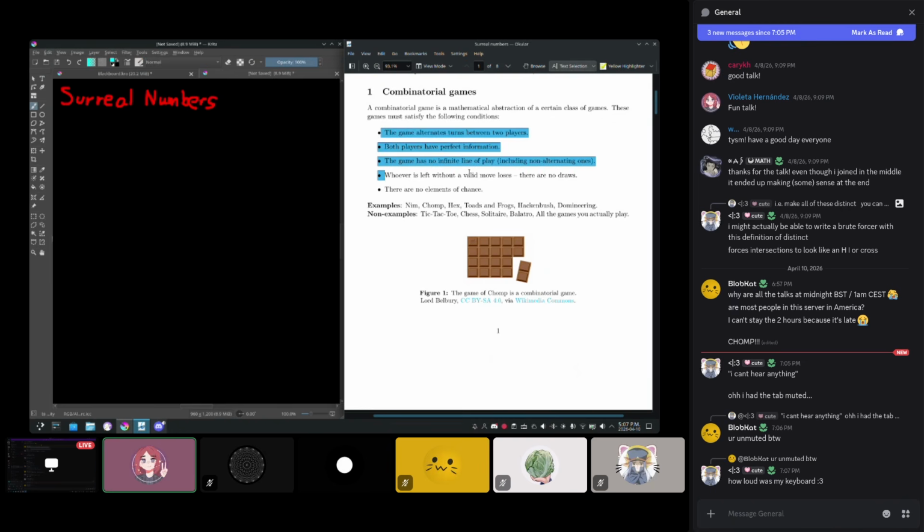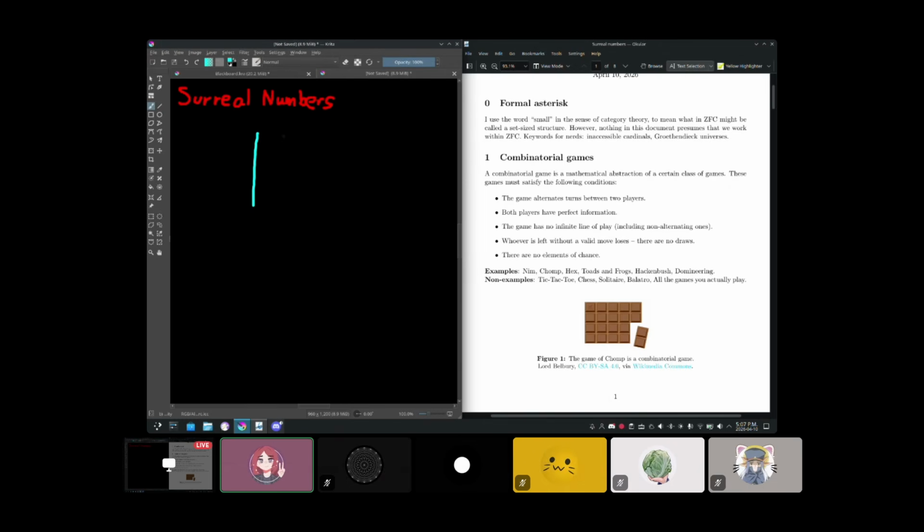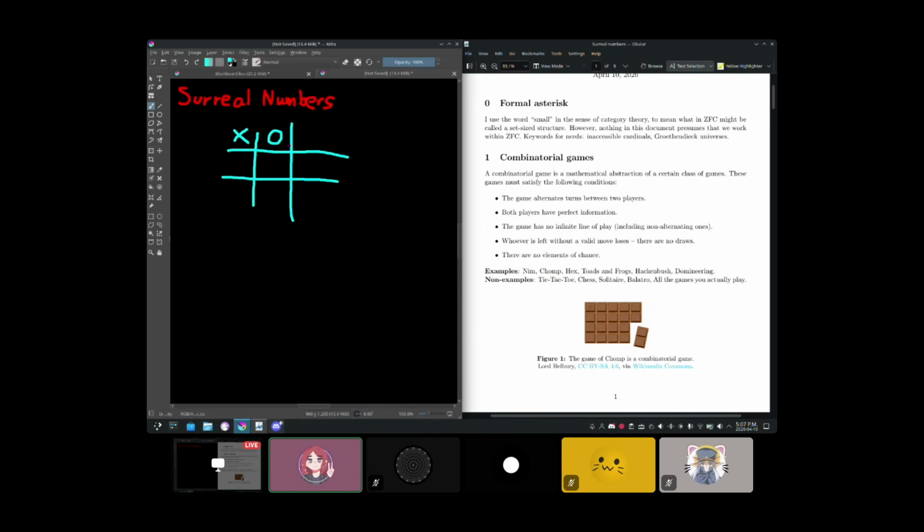Specifically, we have these five different conditions. The first one should make sense. A game is a thing that we're gonna play between two players, and the game alternates turns, right? Like if you consider something like tic tac toe, then you have your two players, and one of them places X's, and the other one places O's, and you kind of take turns doing that, right? Like that's what I mean when I say alternates turns. It's one player then the other, and so on.